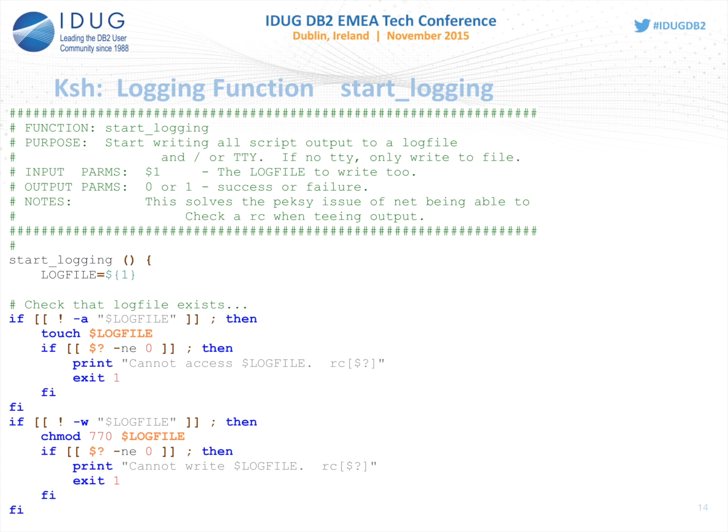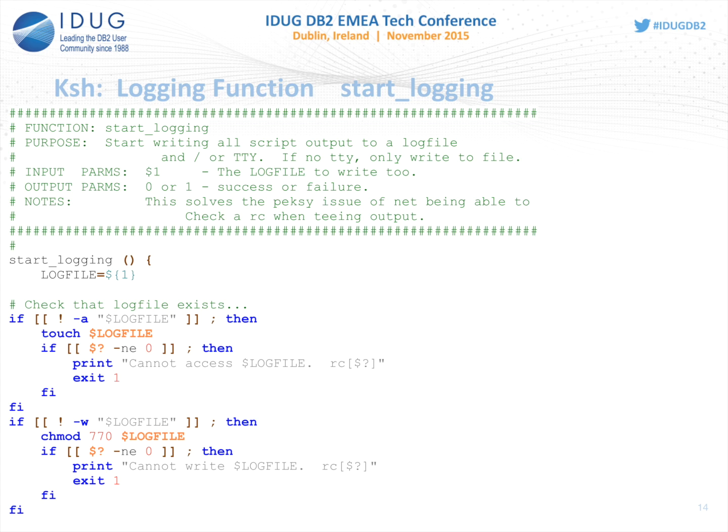It's pretty simple, but the first thing I'm doing is checking that I can write to my log file, because I had these checks out in all of my application scripts, and I realized I'm always doing these checks, I should push them down into the function.